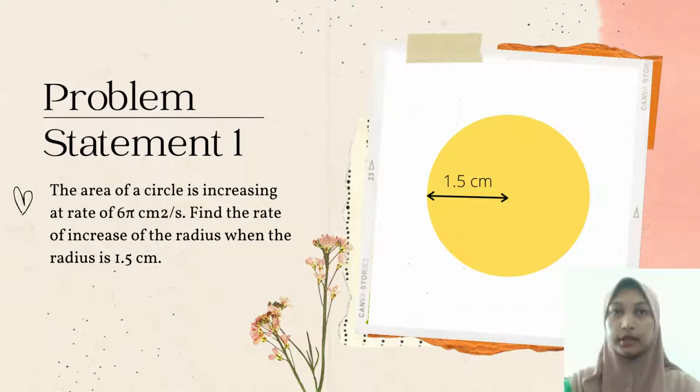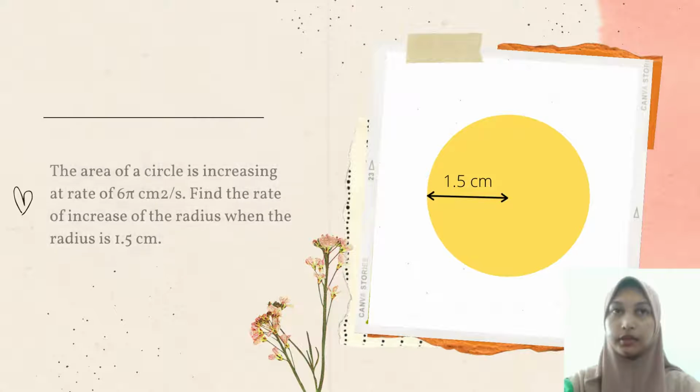Problem statement 1. The area of a circle is increasing at a rate of 6 pi cm² per second. Find the rate of increase of the radius when the radius is 1.5 cm.